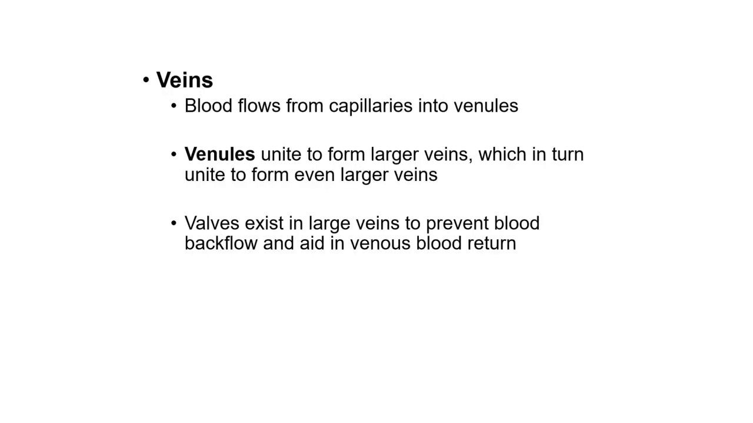Then we have veins. Okay, so we've talked about arteries, we've talked about capillaries, and then we have veins. They are relatively thin-walled and flaccid, and they expand easily to accommodate an increased volume of blood. That means that they have a greater capacity for blood containment than arteries. At rest, about 64% of blood is found in the systemic veins, as compared to only 13% in the systemic arteries.